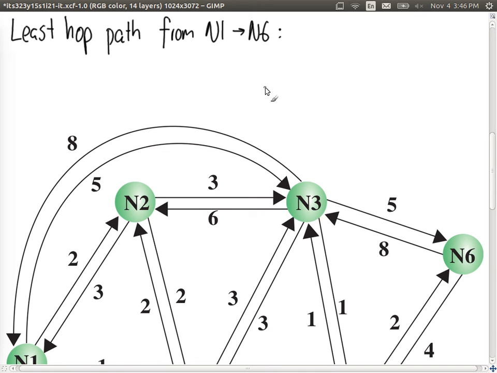Node 1 to node 3 is one hop. Node 3 to node 6 is a second hop. You cannot get lower than that in this particular example. So we say, quite simply, node 1, node 3, node 6.